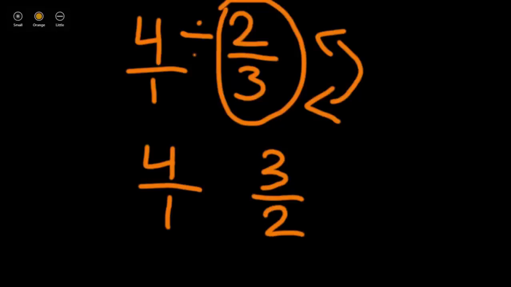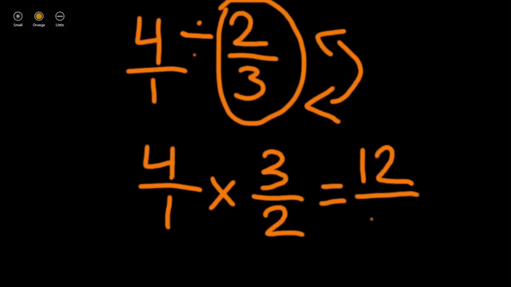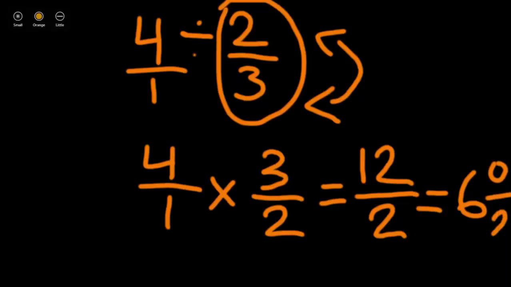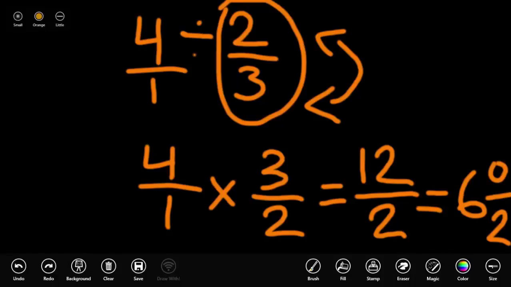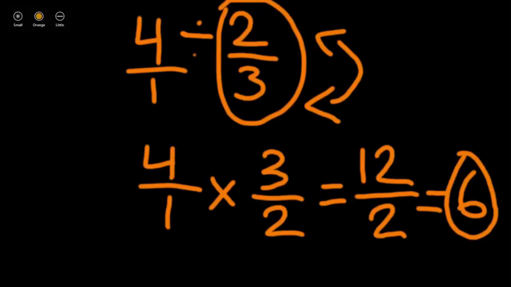Now when we do this, like I said, it changes our problem to a multiplication problem. Now we simply multiply across our numerators and across our denominators to get our new fraction, or our product. 4 times 3 is 12. 1 times 2 is 2. Right away you notice this is an improper fraction, so we need to divide. 12 divided by 2 would equal 6, and there is 0 out of 2 remaining when we divide 12 by 2. So instead of writing that 6 and 0 over 2, we simply write 6 as our answer.